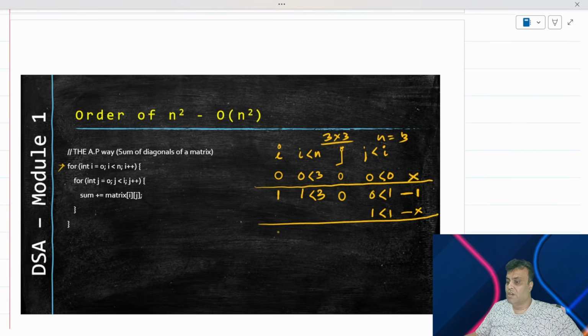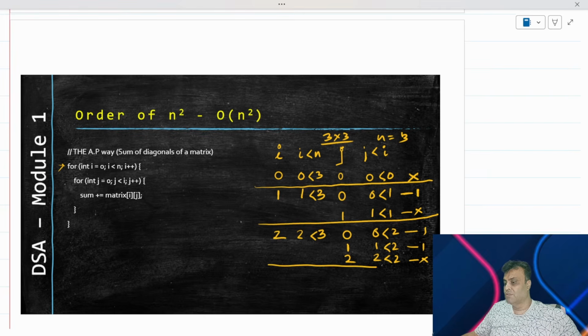Because the inner loop exits, the outer loop increments. The outer loop checks itself with 3. J's value again starts from 0. And that 0 is again getting compared with 1. This executes. J becomes 1. I'm sorry, this should be 2 because my I has become 2 now. So this gets compared with 2, this gets executed one time. Next we have 2. 2 is getting compared with 2, this does not execute.